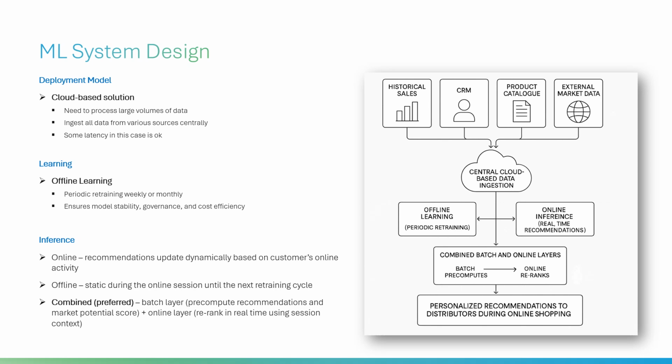In terms of the design, we'll be looking at a cloud-based solution, training the model offline with periodic retraining, either weekly or even monthly, subject to further definitions. However, for inference, ideally you'd be looking at a combined approach. First, some kind of batch layer to pre-compute the recommendations offline, but also an online layer to re-rank the products in real time using the session context as the customer browses the web shop.